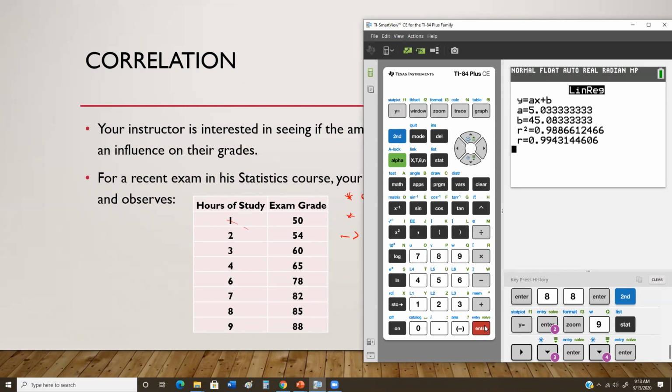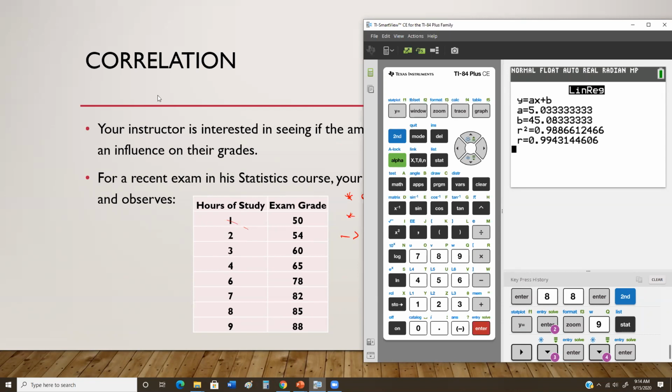So we're going to talk about the 4 values there: A, B, R squared, and R. R squared, we're not going to really talk too much about in this class, but if you go further in your studies, you'll learn a lot about R squared. R squared is called the coefficient of determination. And what it means is, it tells you the percent variation in the response variable that can be explained by the percent change or variation in the explanatory variable. What the heck does that mean?